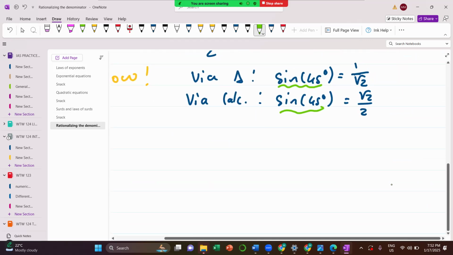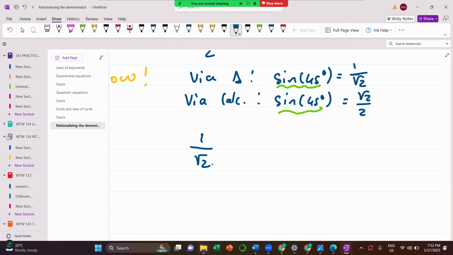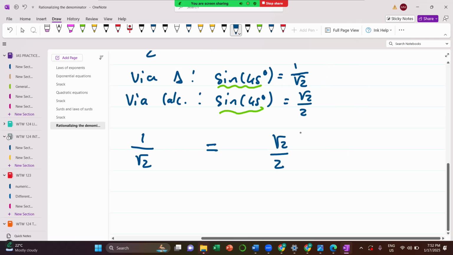So now check. For the one that you got via a triangle, you got 1 over square root of 2, right? And then for the calculator, you got square root of 2 over 2. So these two things must be equal, because it's sine of 45 and it's sine of 45 degrees there. But when looking at them, they look like two different values.